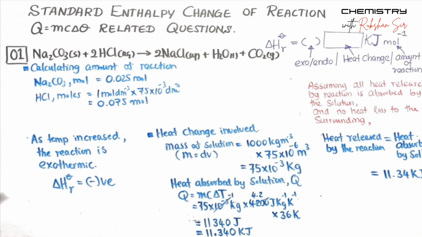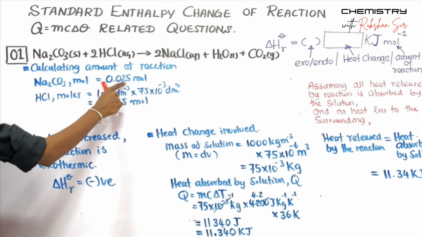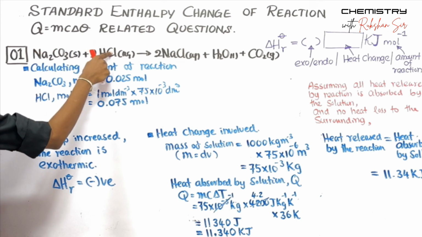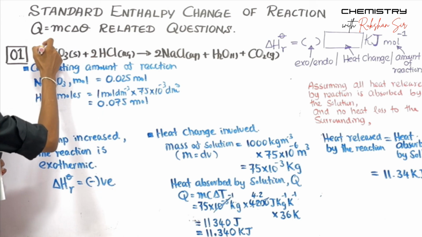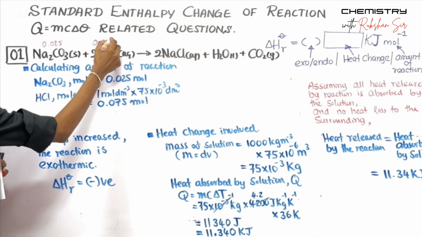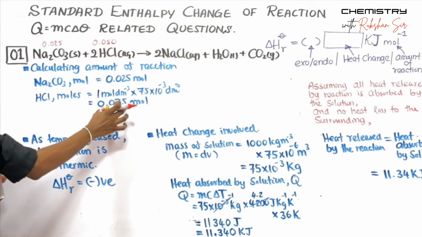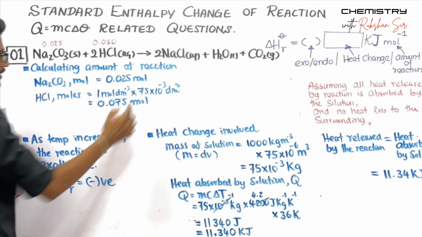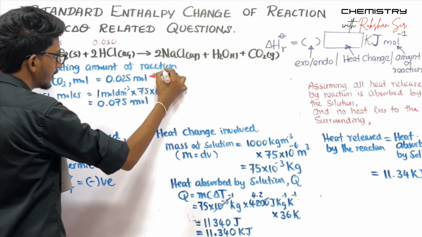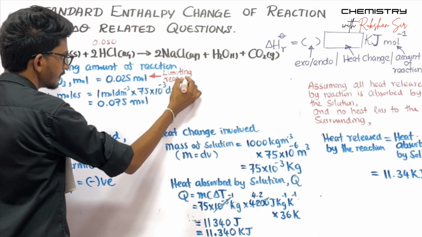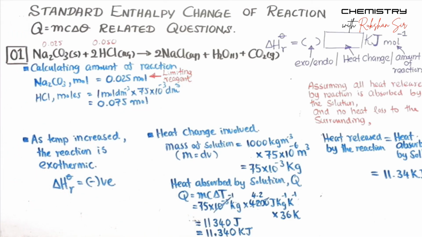So, to react with 0.025 moles of Na2CO3, you need twice that amount of HCl. That means just 0.050 moles is needed, but you have it in excess. So HCl is the excess reagent, and sodium carbonate is the limiting reagent here, right?